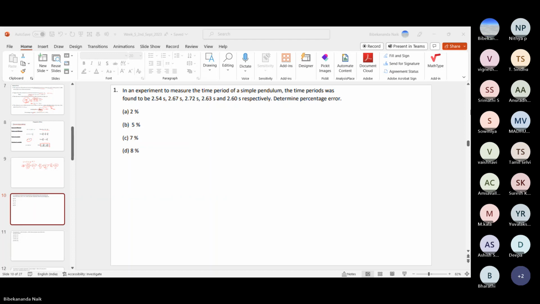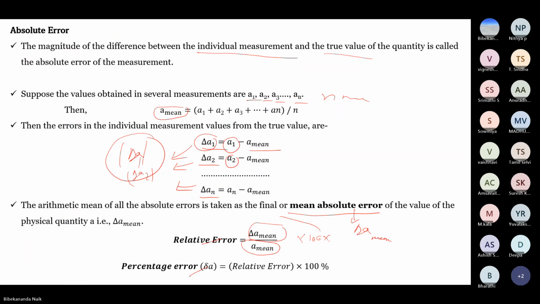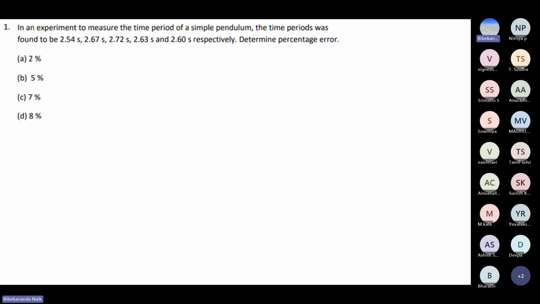Now the question is very simple, like we discussed earlier. These are different readings, A1, A2, A3, up to AN. So in this question, we have 5 readings. We will calculate first the mean value, and then we will calculate the absolute error for each measurement, and then there will be the mean absolute error, and then there will be the relative error, and then there will be the percentage error, which is the answer of that question.